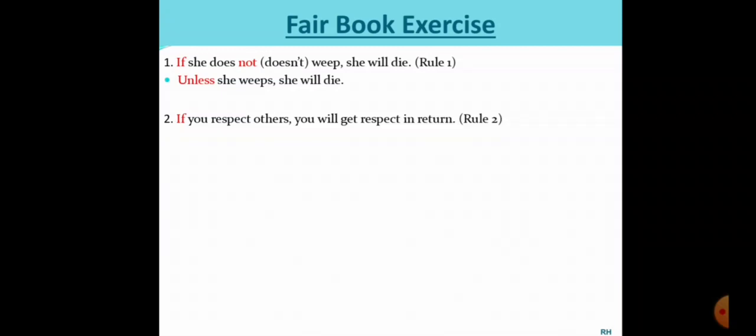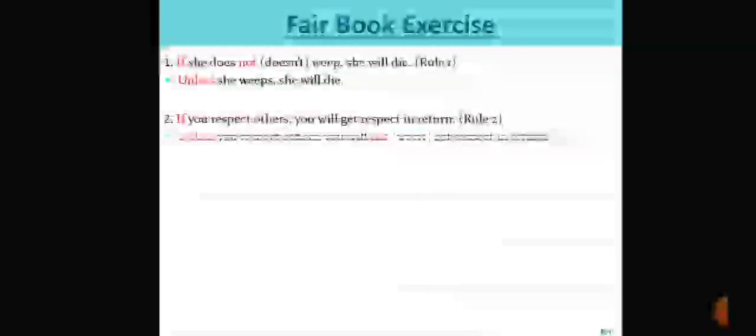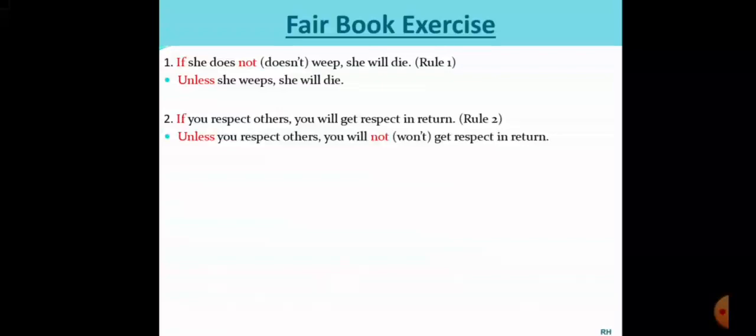So we'll change it into what, students? The rule says we'll add not with unless. Unless you respect others, and in the next sentence, after the auxiliary verb, we will add the word not. You will not get respect in return. Will not will become won't.